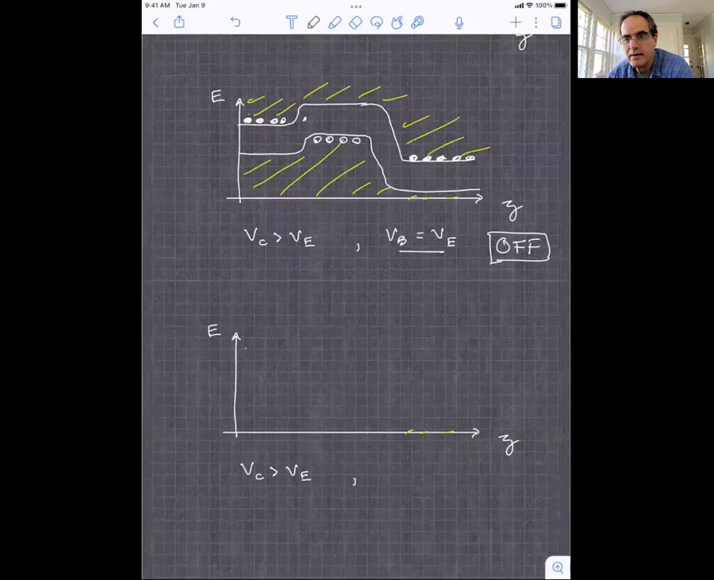Finally, let's imagine doing the following. We'll keep the collector biased more positively than the emitter as before, but now we'll also apply a voltage in the following way. We'll make the voltage of the base minus the voltage of the emitter equal to the built-in voltage for the diode. And that has the effect of forward biasing the emitter-base junction. Now things will look like this.